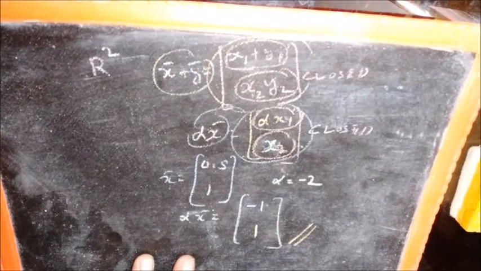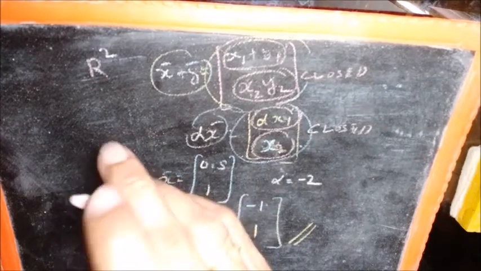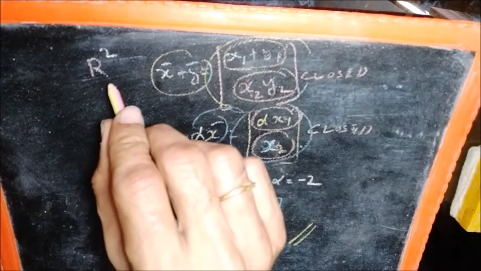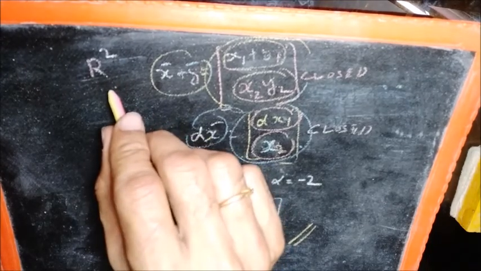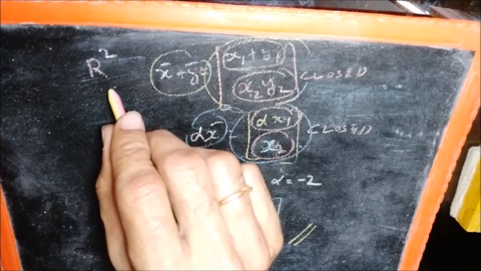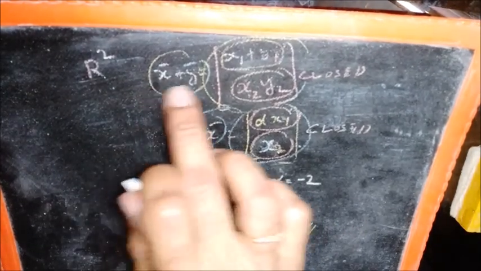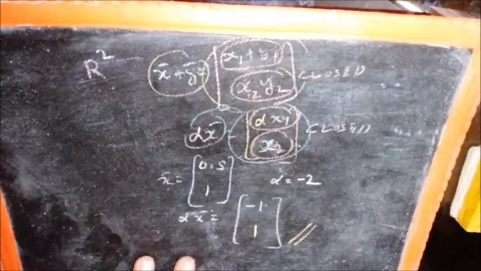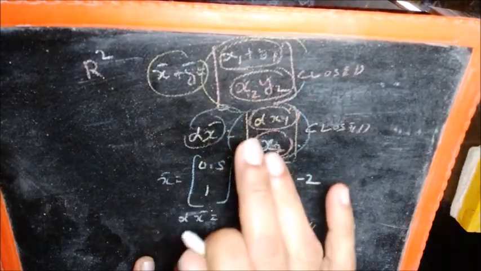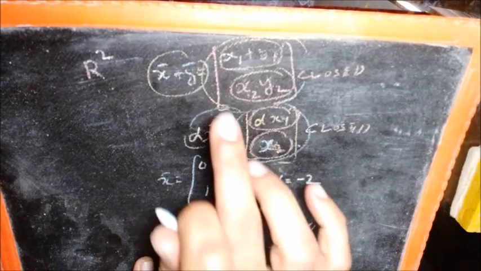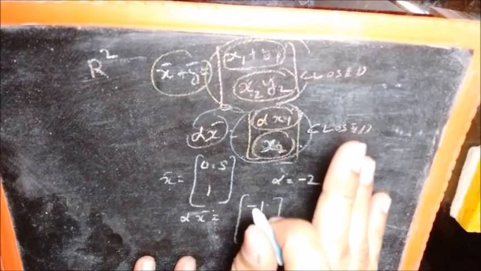Just to reiterate, in the previous video, we saw that the set of two-dimensional vectors made up of real components, that is the real two-dimensional vectors, constituted a vector space when we defined x plus y and alpha x the way we defined it there. So now we have slightly varied the definition of vector addition and scalar multiplication itself, and we have seen that the closure property is satisfied.